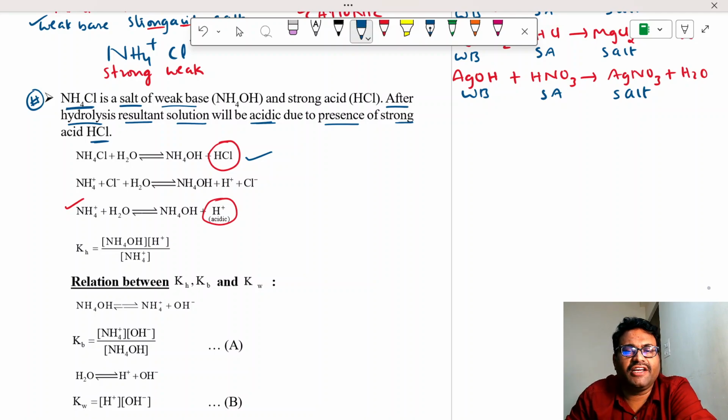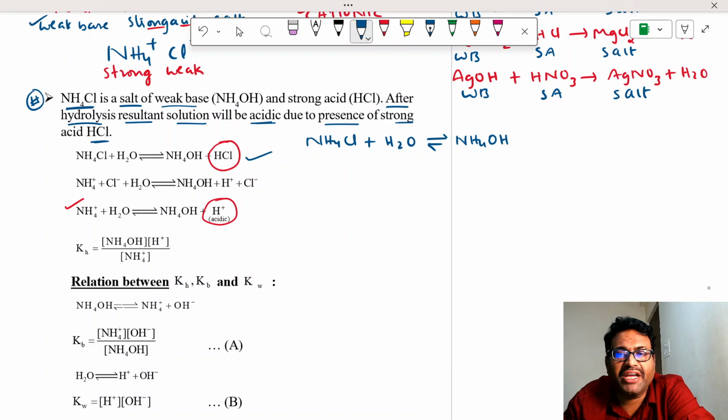What is happening here? NH4Cl, the salt from strong acid and weak base, reacts with water to give NH4OH, weak base, and a strong acid. As this acid is strong and this is a weak base, the resulting solution will be acidic. If it is acidic, the pH of the solution will be whether equal to 7 or greater than 7 or less than 7? It will be less than 7.